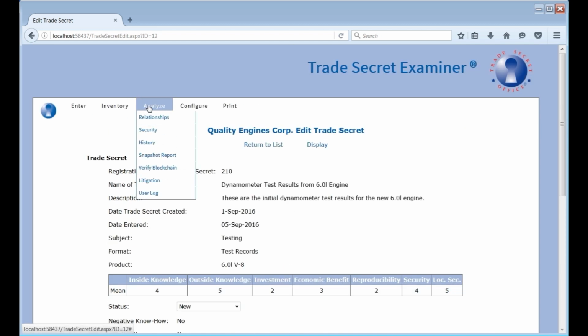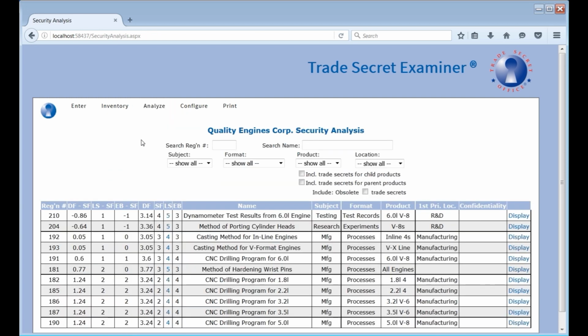Now, let's analyze trade secrets a little bit, and let me analyze security. That's a big one. Here I have all the trade secrets. This is our security analysis. I have the same selections here. And I show the security factor and the location security. The location security is the level of the security systems that management thinks is in place at that location. The security factor is the security reported by the person who filled out that initial worksheet. And then there's the economic benefit. This is how important it is to the company.